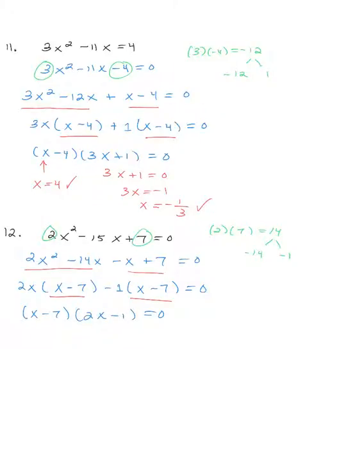The places where this is equal to 0 would have to be, just by looking at this one, x is equal to 7. And my other factor is equal to 0 if I add 1 to both sides and divide by 2, 1/2.